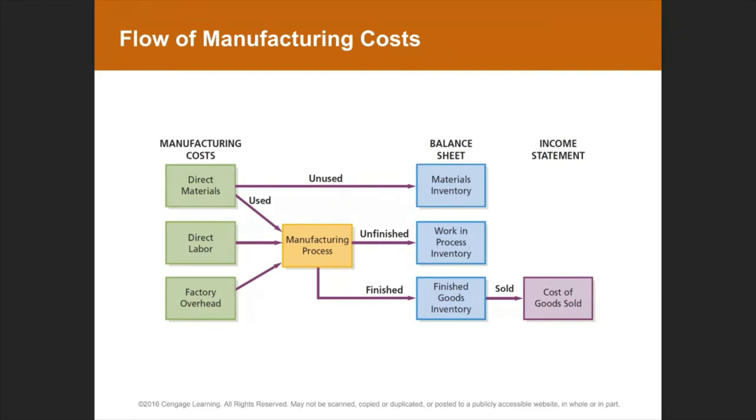And all of those accounts are listed on our balance sheet. So materials inventory, work in process inventory, and finished goods inventory are all on our balance sheet. And once we sell the items, once they've been finished and then we sell them, we then will move it over to our income statement in the cost of goods sold category.